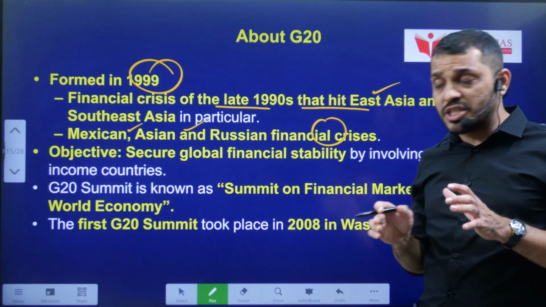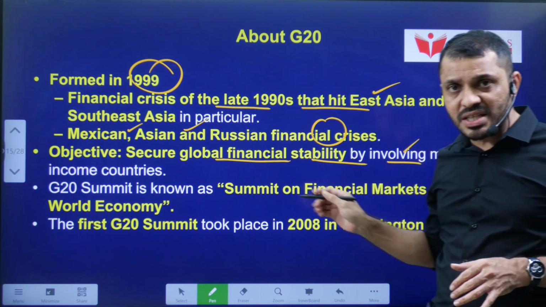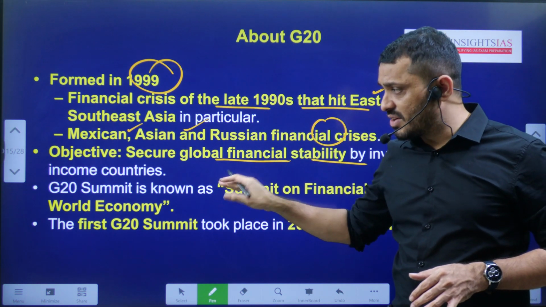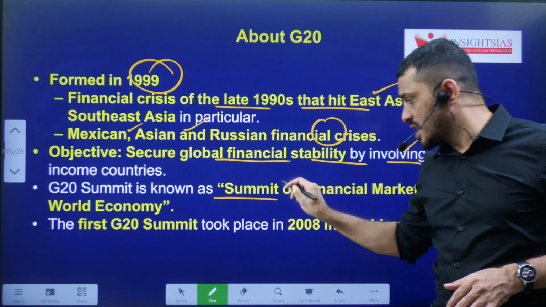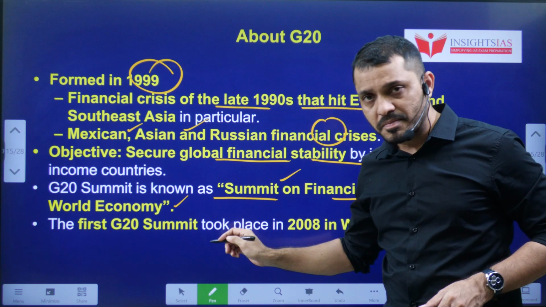The main objective of the G20 is securing global financial stability by involving developing as well as developed countries. The G20 summit is also known as the Summit on Financial Markets and the World Economy.